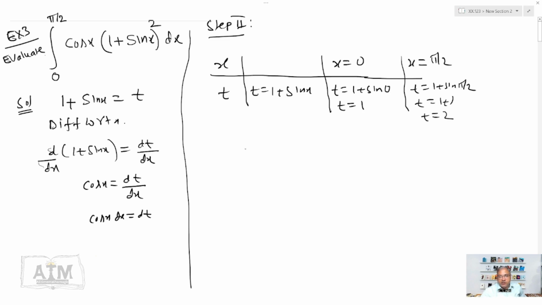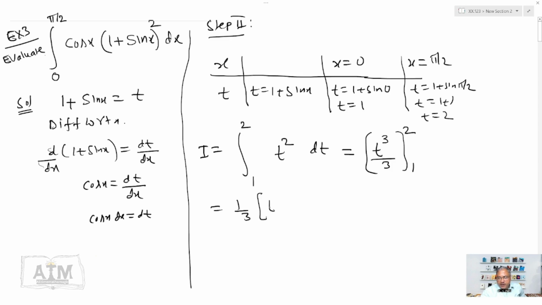Now we have changed the limits. In the third step, I equals, in place of 0, you have to write 1. In place of pi by 2, you have to write 2. And cos x dx is replaced by dt. And 1 plus sin x equals t, so it is t square. So integration from 1 to 2 of t square with respect to t. Integration of t square is nothing but t cube by 3, and we write the limits 1 to 2. So 1 upon 3 outside and t cube, and limits are 1 to 2.